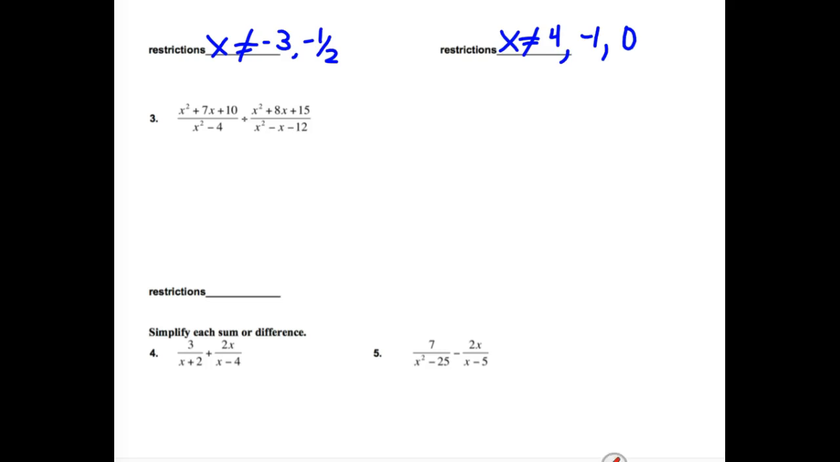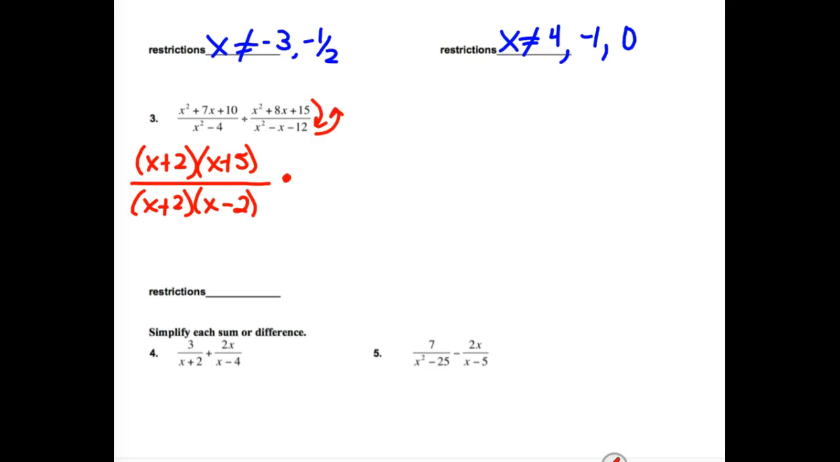So x squared plus 7x plus 10 would be x plus 2 times x plus 5. X squared minus 4 factors into x plus 2, x minus 2. Now we're going to multiply and we're going to flip these as we go. So this becomes the numerator, numerator becomes the denominator. What is the numerator now in its factored form?